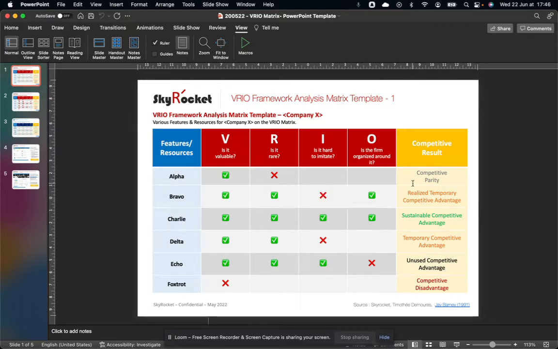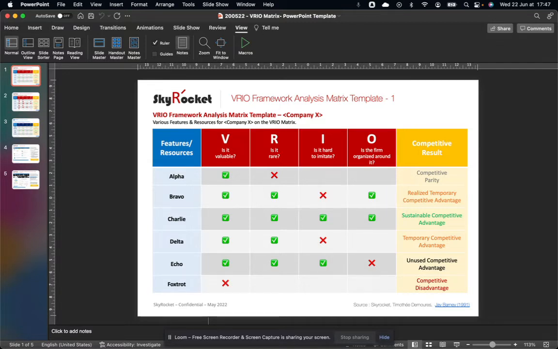And if you only have one, you're in competitive parity, meaning it's easy for everyone to replicate it. It is valuable, but no one's going to differentiate it with it. And of course, if you have something which is not valuable for you, it's actually a competitive disadvantage, something historic you're kind of keeping up with.